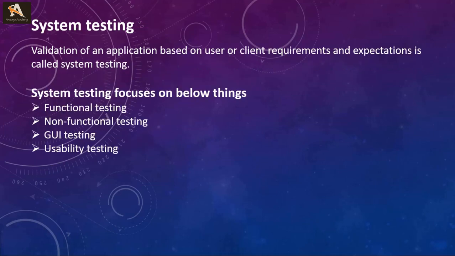Jump onto system testing. System testing is nothing but a validation of the application based on user or client requirements and expectations. That is called system testing. System testing focuses on the below things: functional testing, non-functional testing, GUI testing, and usability testing.